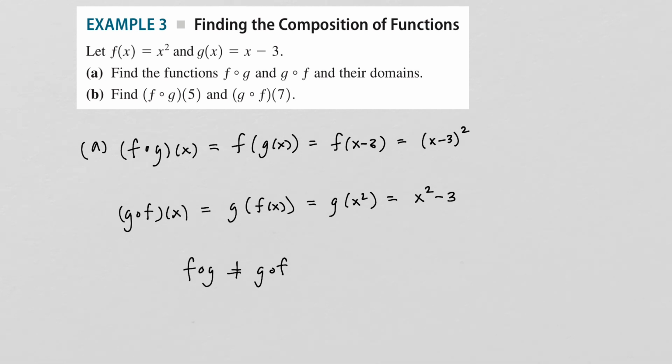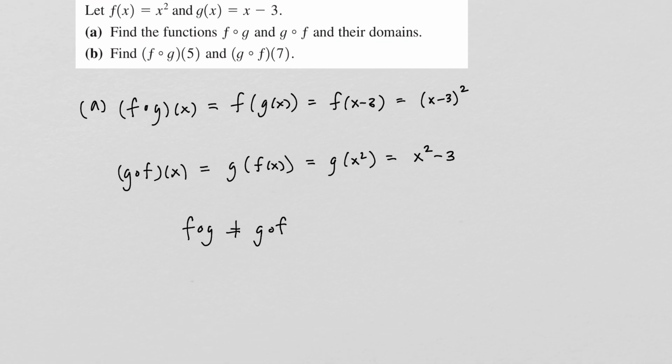Now, in terms of the domain, basically you have to take all of the values in the domain of the inside function, and then you have to think about what might be restricted when you plug those values into the outside function. Now, in this case, the domain is very simple because the domain of g is all real numbers, and the domain of f is also all real numbers. So the domain for each of these composition functions is simply all real numbers.